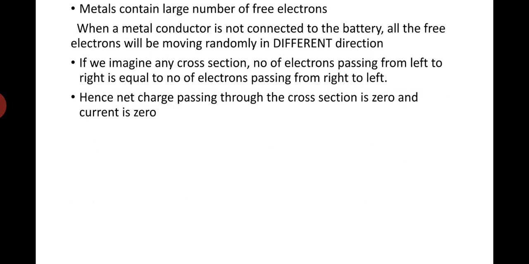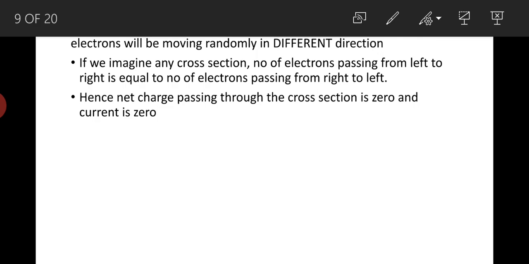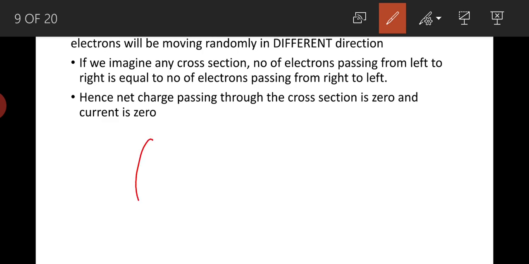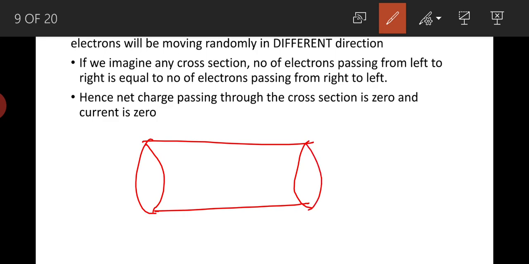So this theory says that metals contain a large number of free electrons. When a metal is not connected to the battery, all the free electrons will be moving randomly in different directions they want. If you take any material which is made up of metal, for example copper or sodium or magnesium or silver, any cylindrical wire made up of a metal, then it contains a large number of free electrons.